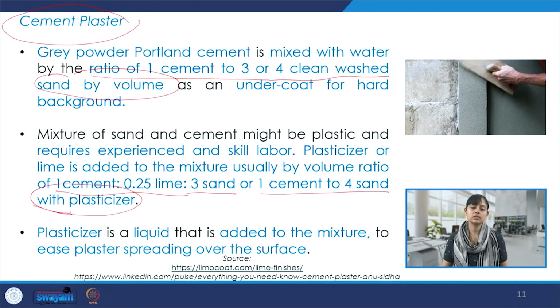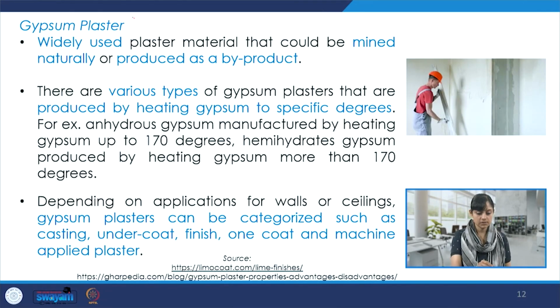And plasticizer that we are talking about is basically a liquid which is added to the mixture to ease the plaster spreading over the surface uniformly and easily. There is also gypsum plaster, which is quite popular these days. It's used very widely. And there are various types of gypsum plasters which are available in the market. And they are produced by heating gypsum at specific degrees. And gypsum plasters can be categorized such as casting, undercoat, finish, one coat, machine applied plaster. These are different classifications within the gypsum plaster family.